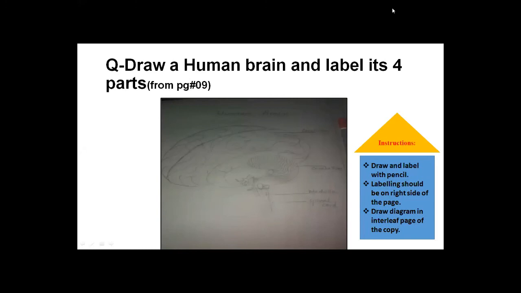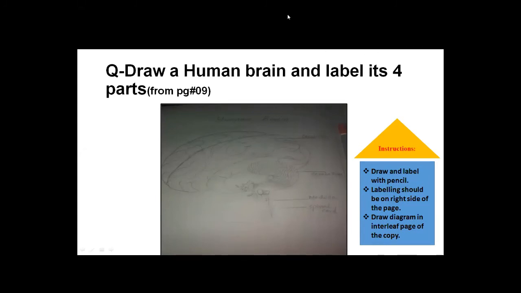The second instruction is that the labeling should be on the right side of the page. You can see on your screen, the labeling should be on the right side of the page. Now the third instruction is to draw the diagram on the interleaf page of the copy. Your science copy is the interleaf, and you must draw the diagram on the interleaf copy. Now look at the picture of the brain, and you also find this picture on page number 9. Okay, students?